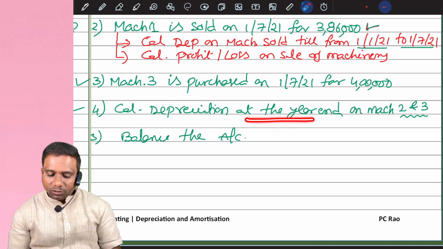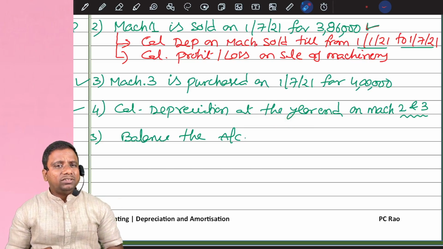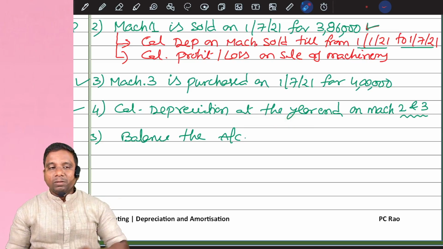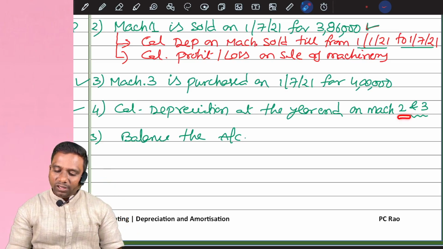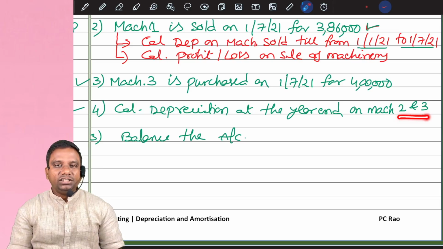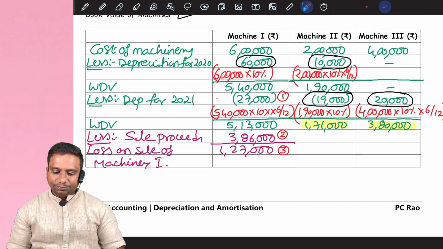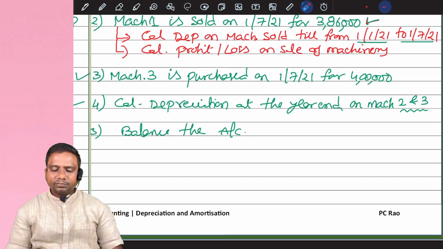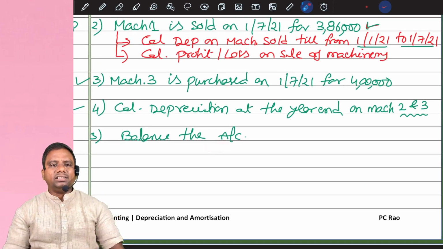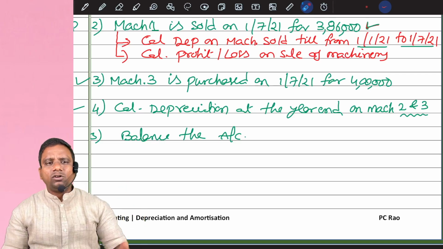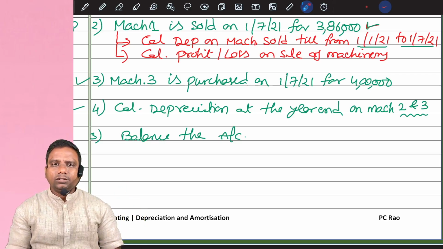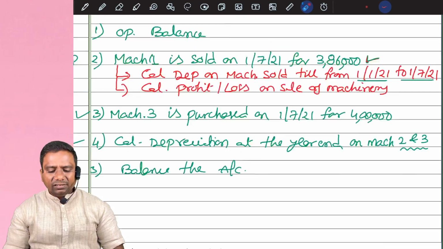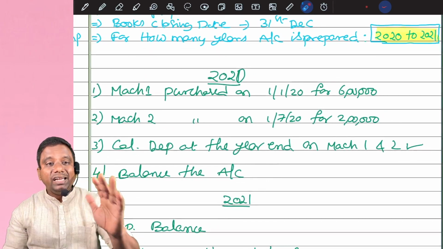End of the year. Calculate depreciation. Actually, we have three machines now: machine 1, 2, 3. Machine 1 is sold. How many machines left? 2 and 3. Calculate depreciation for 2 and 3 from this working note. Here you can calculate. Okay. Next, at the end of the year, balance the account. Here the machinery account is prepared, just to balance the account. Over. Like this, you can solve any type of problem.